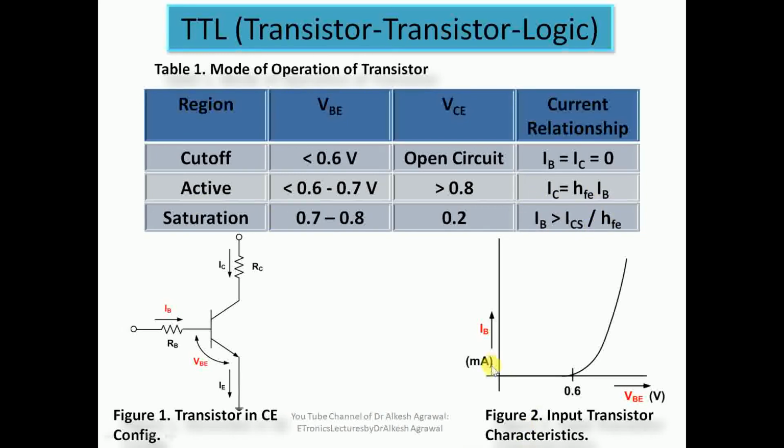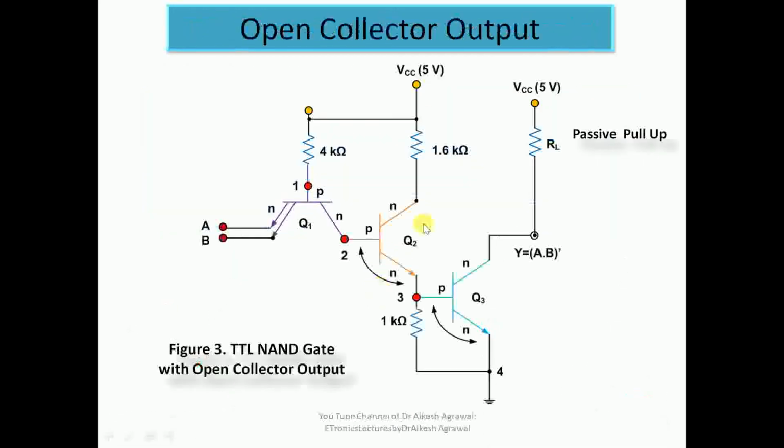Here you can see the input characteristic of the transistor. This is the characteristic drawn between VB and IB. When VB is increased beyond 0.6 volt, the transistor goes into the conduction mode, and there is a drastic increase in the base current IB. These are the important characteristics, and these are the three modes of operation of a transistor: cutoff mode, active mode, and saturation mode. All these facts will be used in describing the three different output configurations.